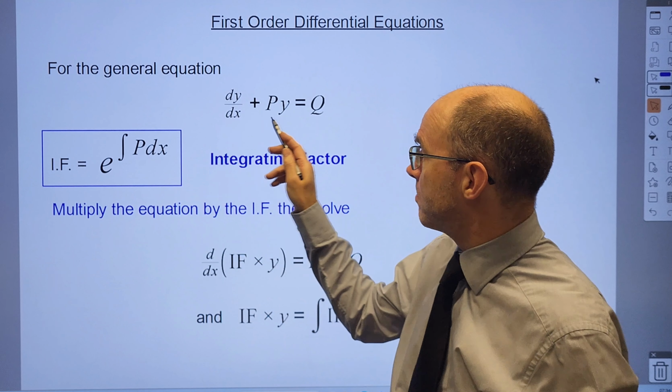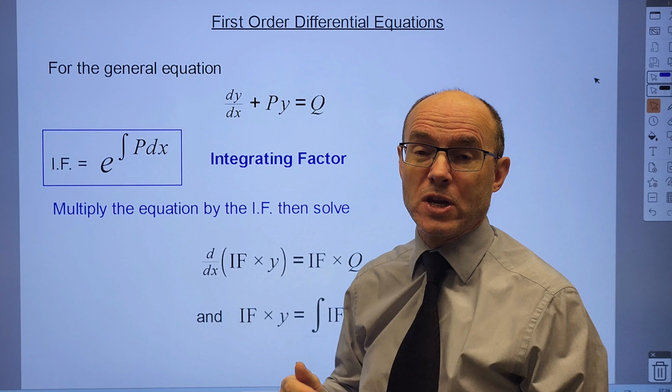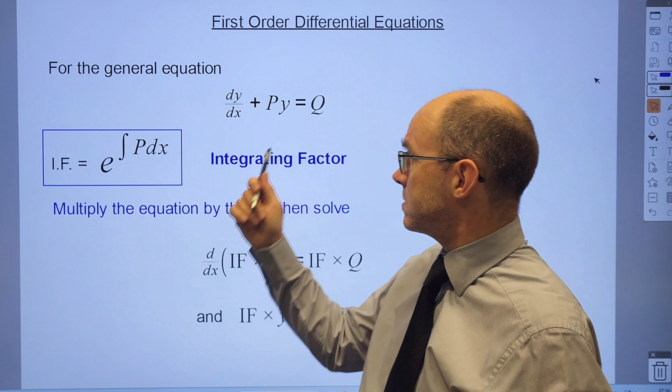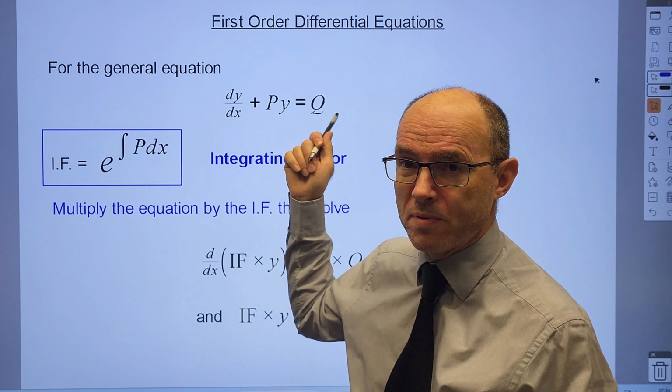So dy/dx plus py equals q. Now p and q are functions of x. They can actually be numerical values only, but they're generally functions of x. And you've got dy/dx there. It's critical that it's of this form before you proceed.